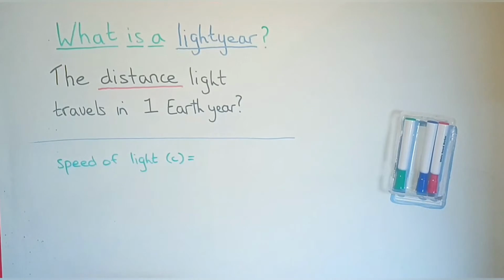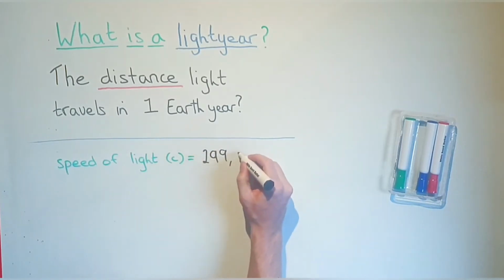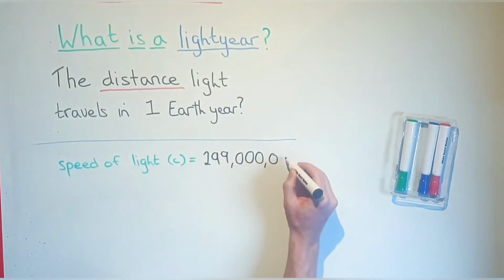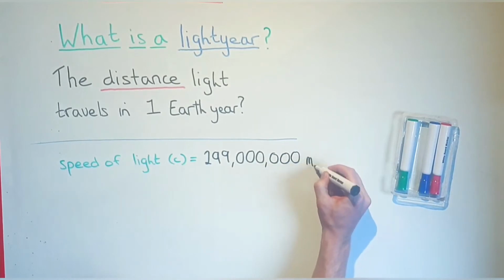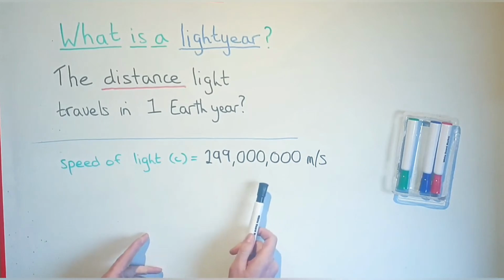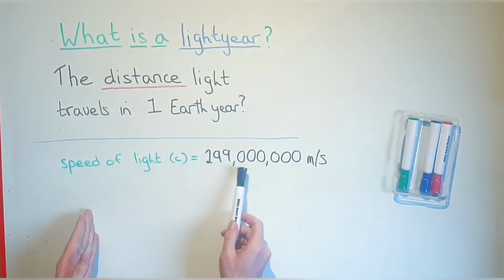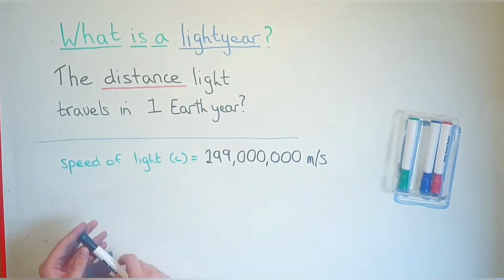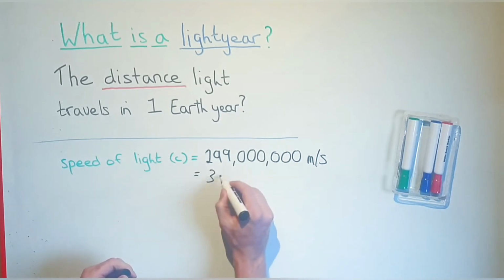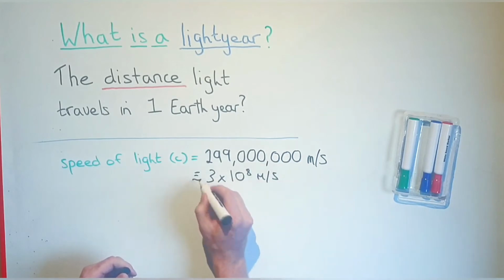So the speed of light is equal to 299,000,000 meters per second. So we'll keep it in the SI units. So for every second that goes by, photons of light will travel 299,000,000 meters. So to round that up, what's usually used in textbooks is 3 by 10 to the 8 meters per second. So it's roughly the same.